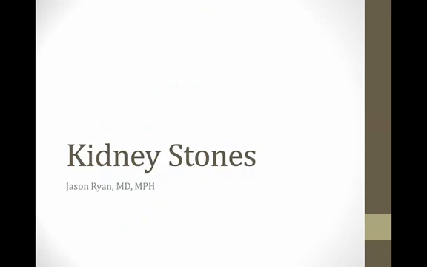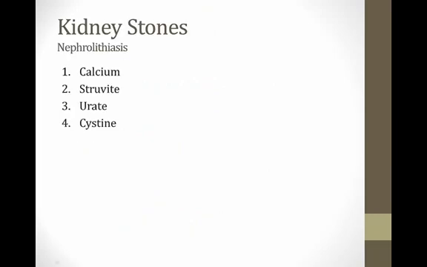Hello everybody, welcome to our module on kidney stones. Kidney stones are also called nephrolithiasis, and there are four types of kidney stones that you should know about. There are the calcium stones, the struvite stones, the urate stones, and the cysteine stones. We'll talk about all four in this module today.